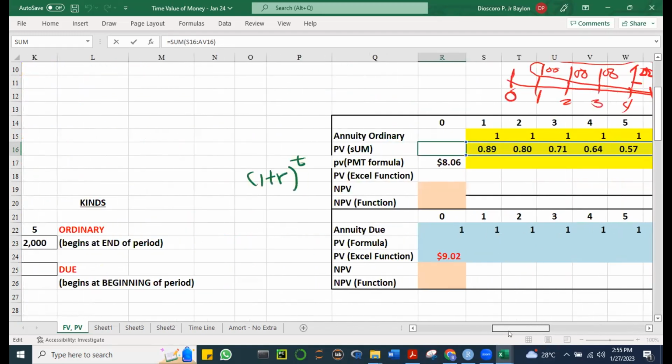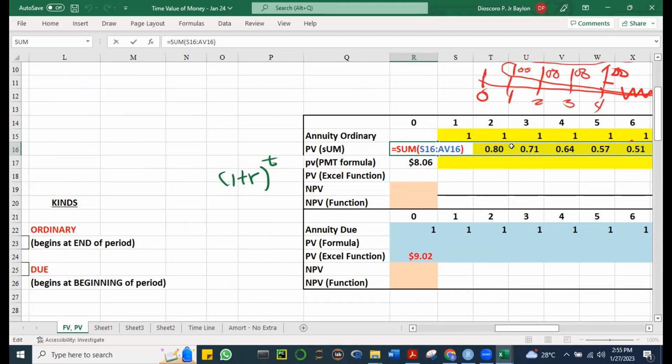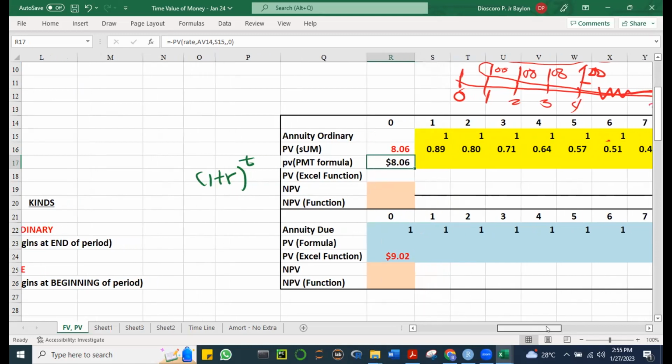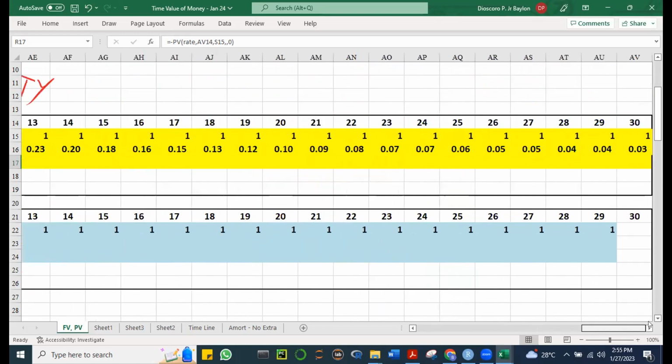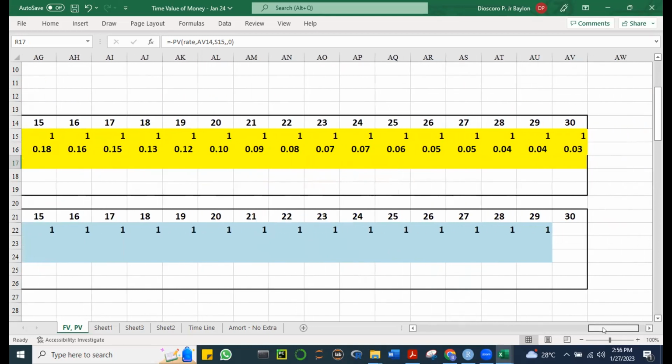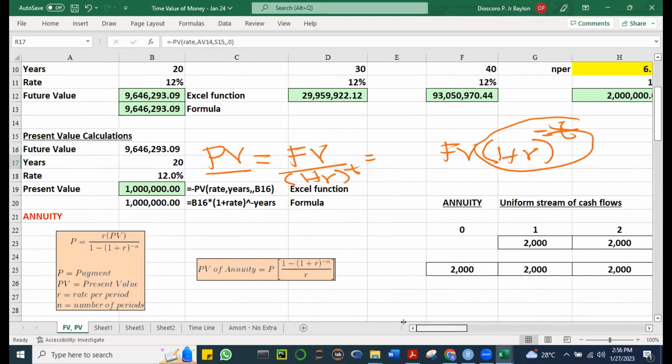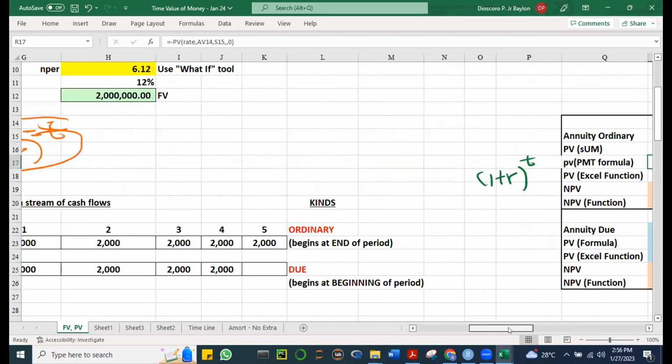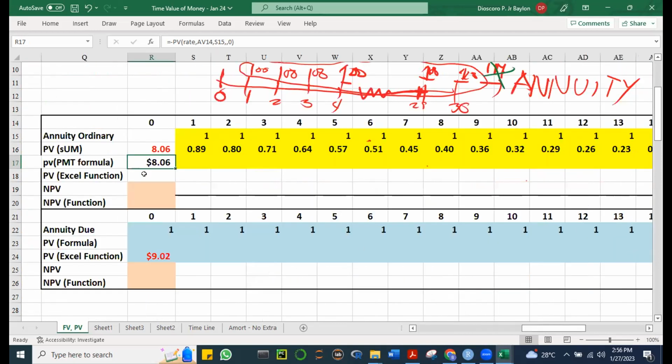So we can now sum up all these present values, and we get 8.06. So that answers the question. If you have an annuity of 1 for 30 years, an ordinary annuity, then it is equivalent to 8.06, assuming that the interest rate is 12%.